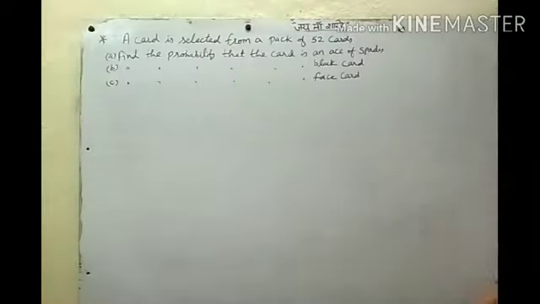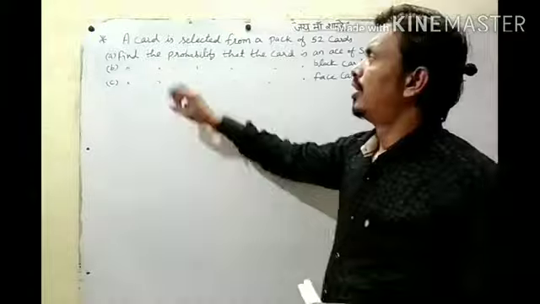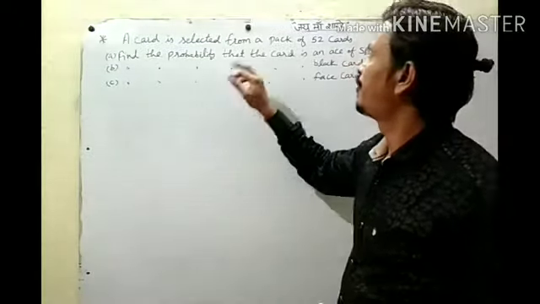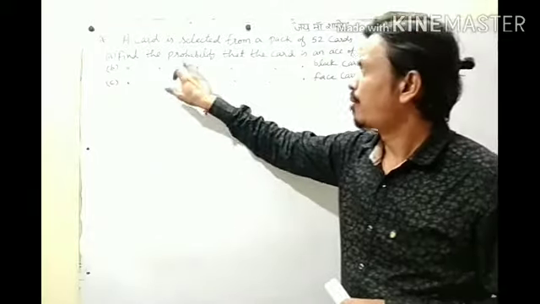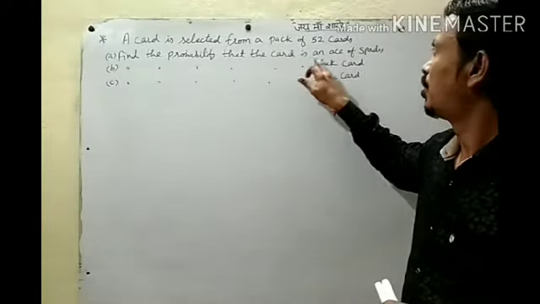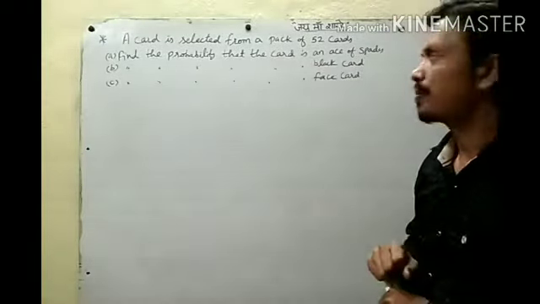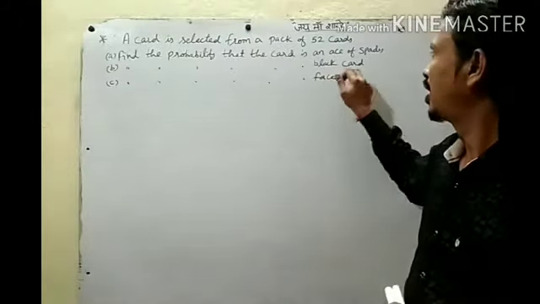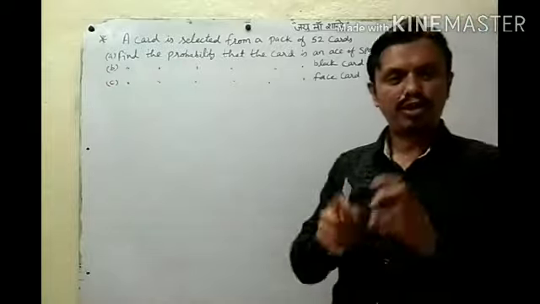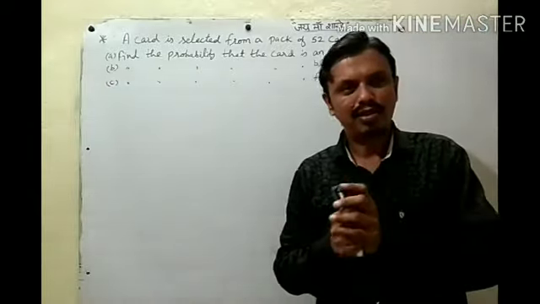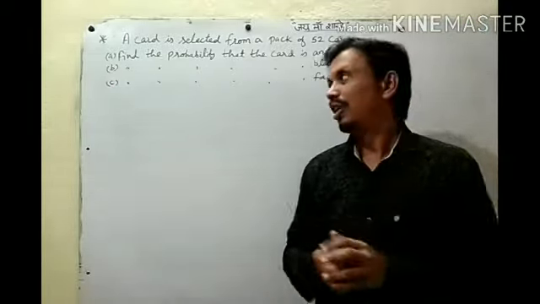Okay. Now the question is: a card is selected from a pack of 52 cards. Then we need the probability that the card drawn is an ace of spade, then that the card is a black card, or that the card is a face card. So first of all, you know about cards, but once again I will explain.